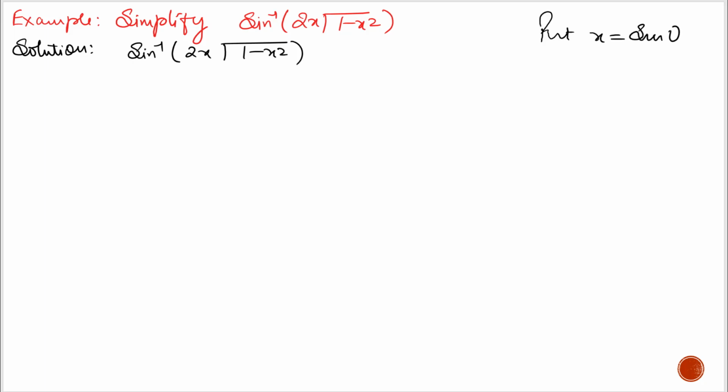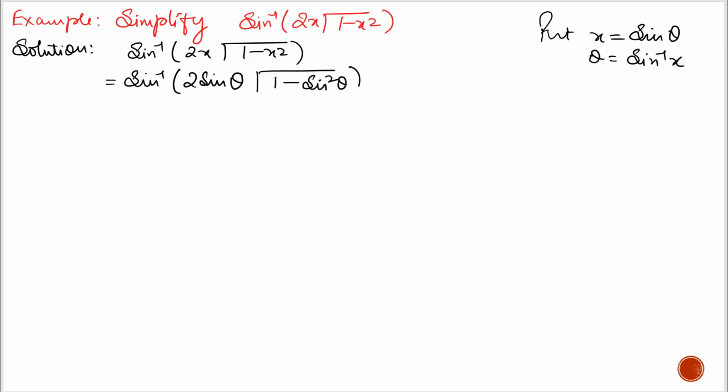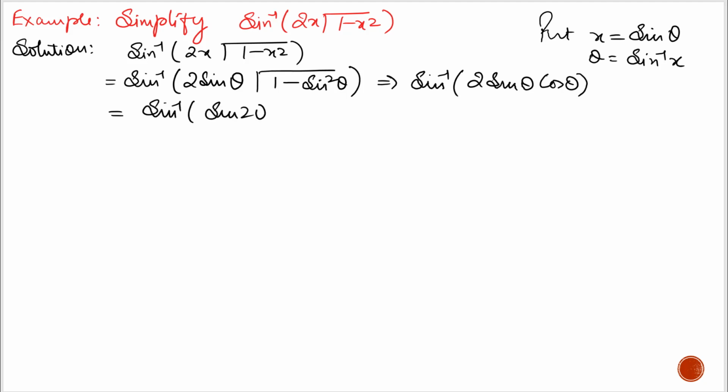Replace x by sin theta, so we get sin inverse of 2 sin theta into root of 1 minus sin square theta. Root of 1 minus sin square theta equals cos theta, so sin inverse of 2 sin theta cos theta. The formula of 2 sin theta cos theta is sin 2 theta, and sin inverse sin 2 theta equals 2 theta. The 2 stays as it is, and the value of theta is sin inverse x.